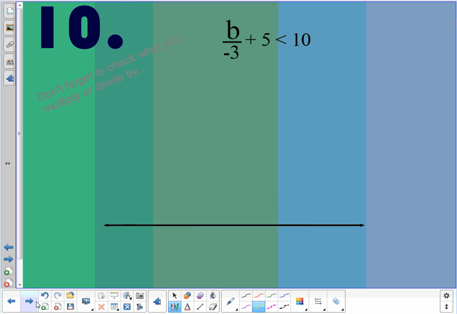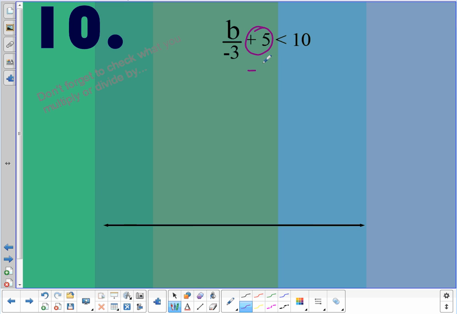One more practice of these. I have b divided by -3 plus 5 is less than 10. Now, I have no distribution here. A lot of people automatically look at this b divided by -3 and want to get rid of that -3. You can't do that. That -3 is only affecting the b. The first thing I have to get rid of is this.